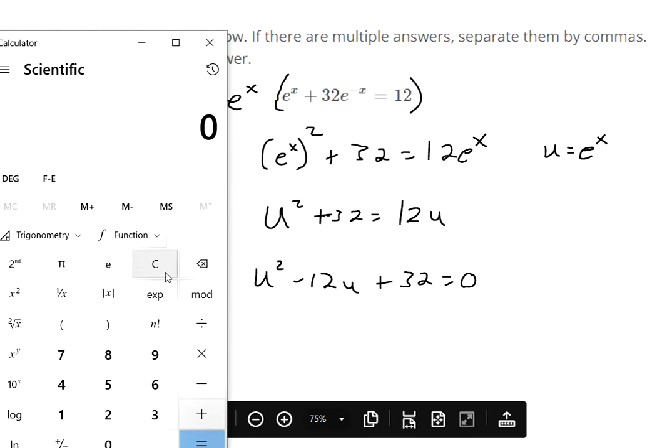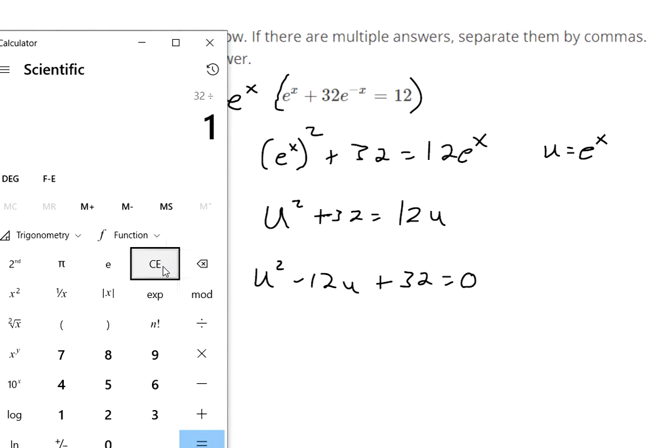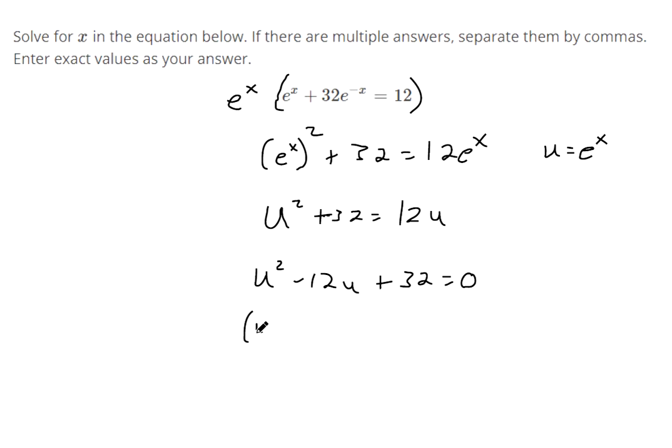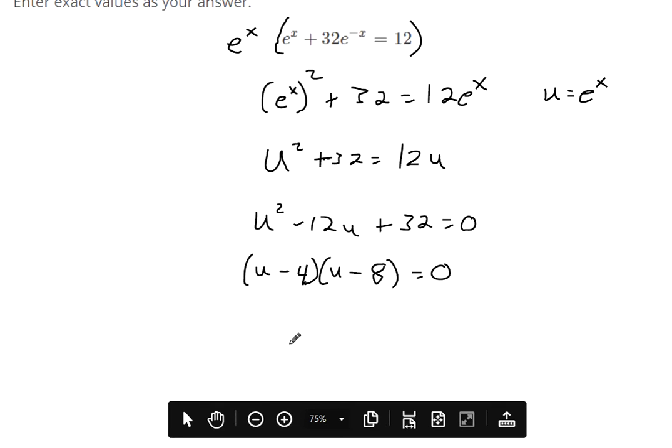My hunch is that it is factorable. I don't know. No, what was I thinking? 4? That's it. Negative 4, negative 8. It is factorable. You can do u minus 4 and u minus 8. Because that's two numbers that multiply to be positive 32 but add up to be negative 12. And so if you solve each of those, you get u equals 4 and u equals 8.